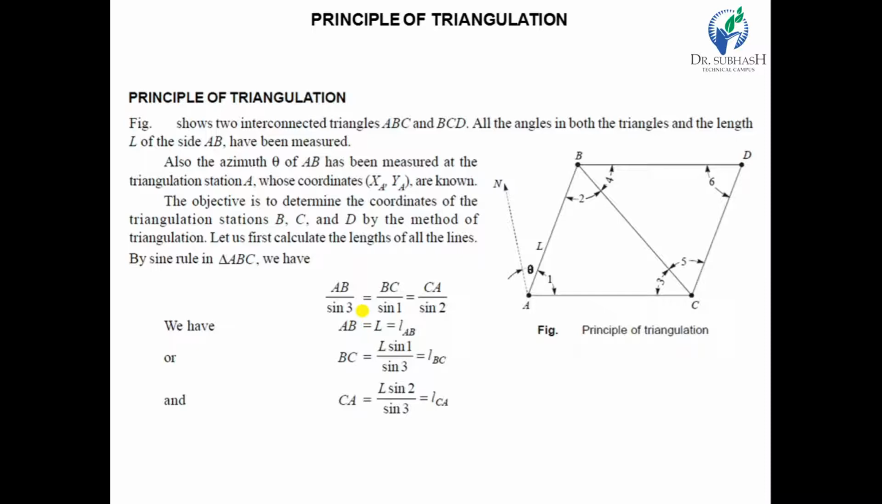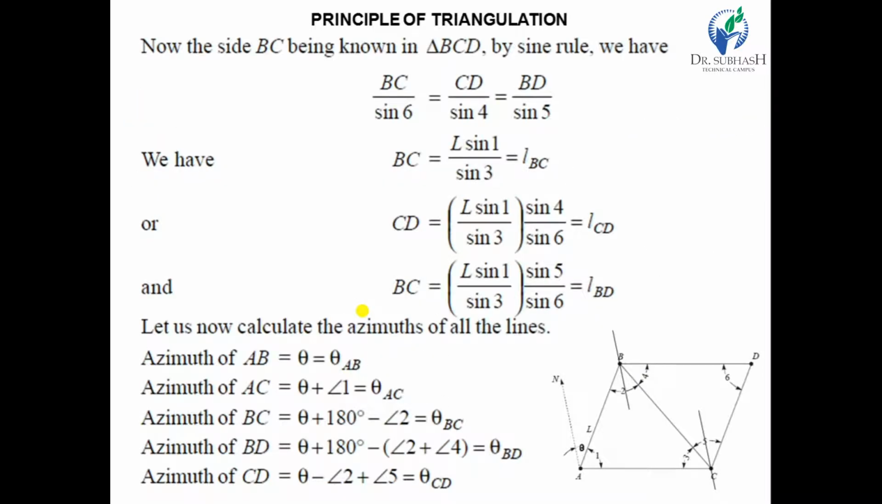We have the length AB equal to L, so we call it LAB. Now BC is equal to L sine 1 upon sine 3, which is LBC. And CA is equal to L sine 2 upon sine 3, which is LCA. Now the side BC is known in triangle BCD, so by the sine rule, BC upon sine 6 is equal to CD upon sine 4 and BD upon sine 5. So BC is equal to L sine 1 upon sine 3, which is LBC. Same for CD and BD also.